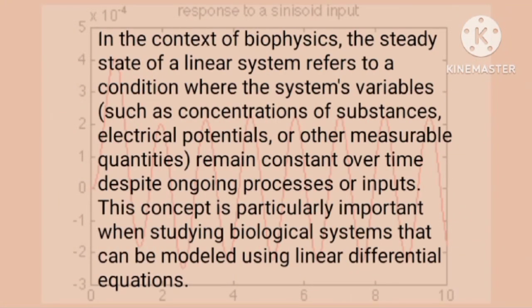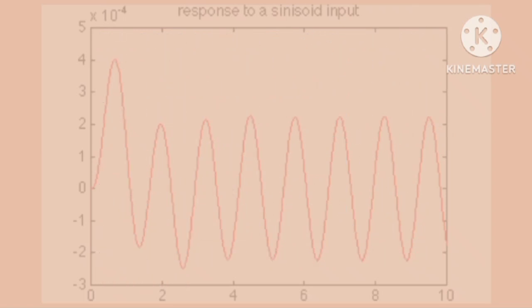So moving towards our next topic, steady state of linear system. So in the context of biophysics, the steady state of linear system refers to a condition where system variables such as concentration of substances, electrical potential, or other measurable quantities remain constant over time despite ongoing processes or inputs. The concept is particularly important when studying biological systems that can be modeled using linear differential equations.